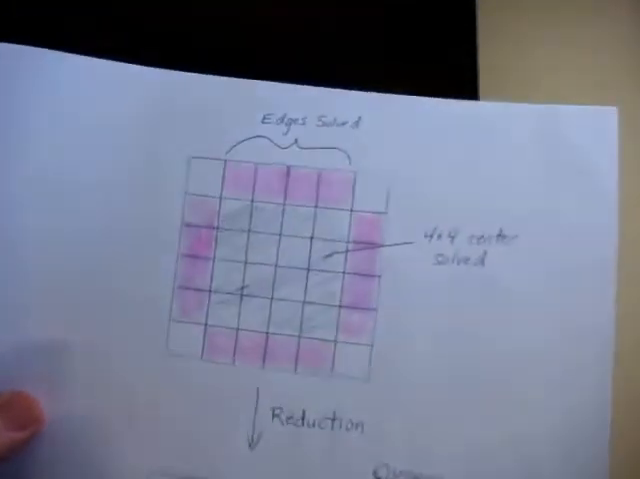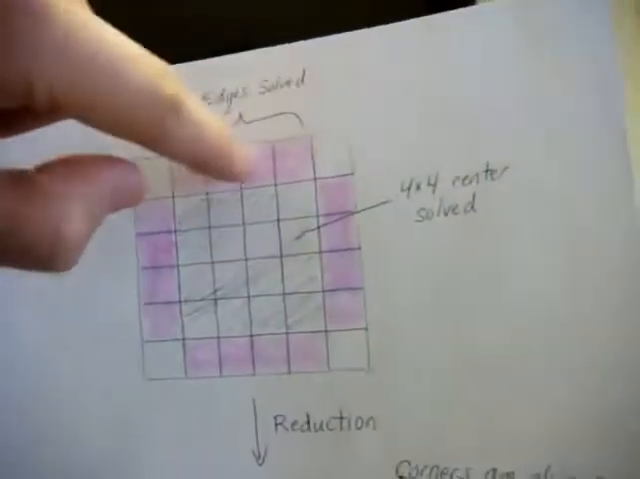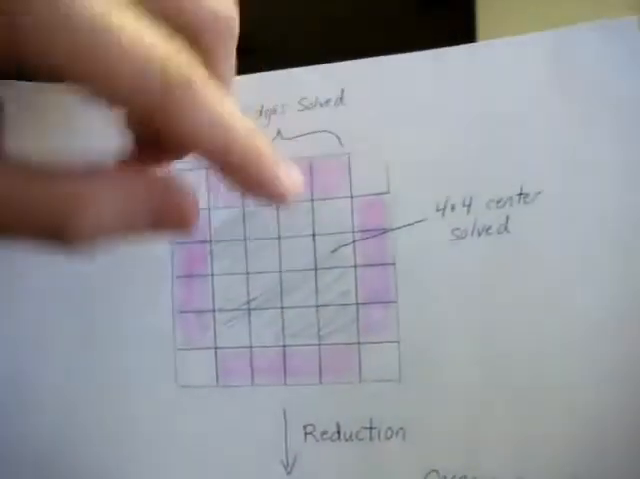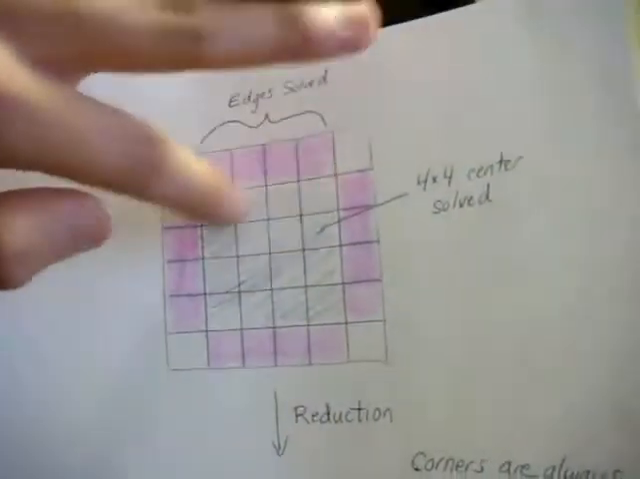So if you take a look at the diagram I have here, you have this cube here, and you have all the edges solved. I have them here in pink or purple. And the centerpiece here is a 4x4, and that is also completely solved.